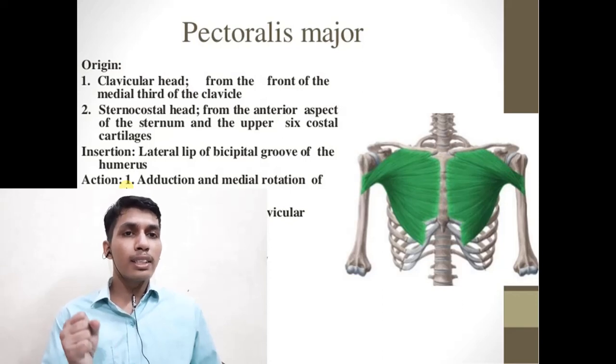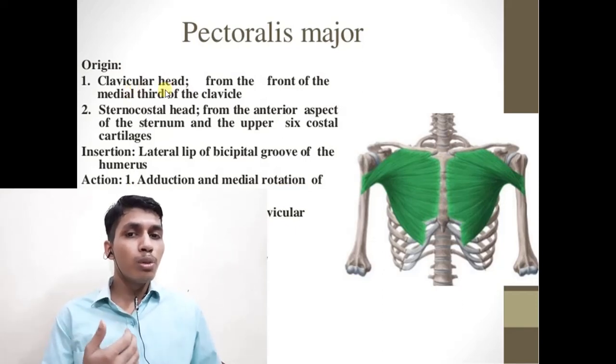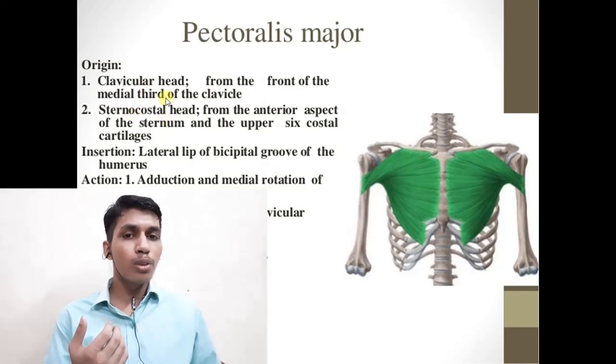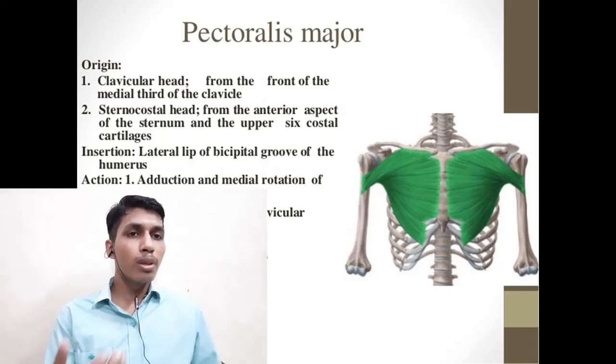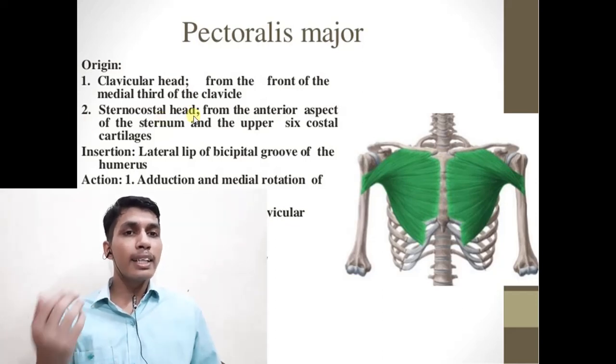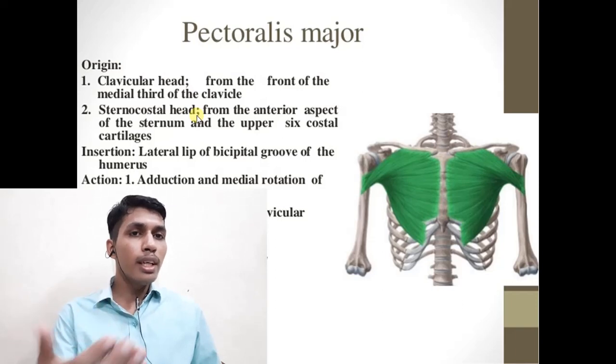Now the action or function. This muscle as a whole causes adduction and medial rotation of the arm, and as this muscle is composed of two heads, the clavicular head and the sternocostal head, the clavicular head causes the flexion of the arm at the shoulder joint of the humerus bone. Secondly, the sternocostal head extends the flexed arm against resistance at the shoulder joint of the humerus bone towards the trunk.